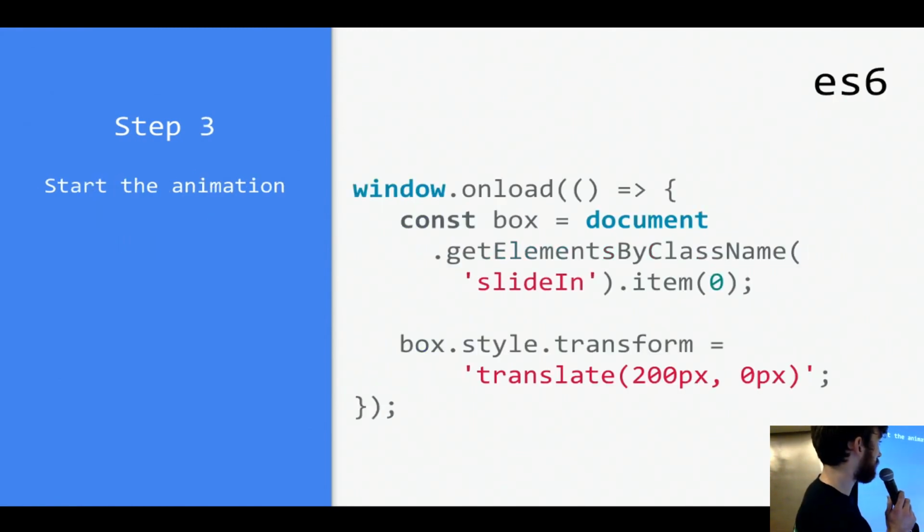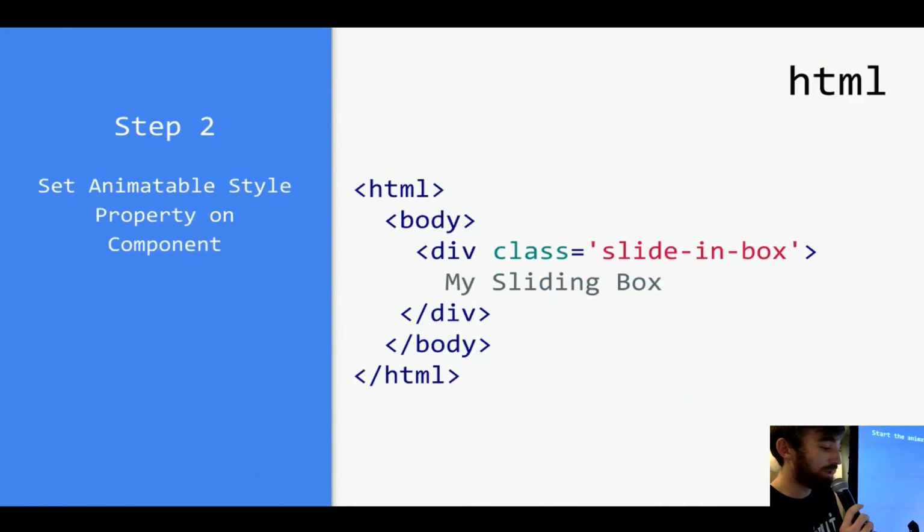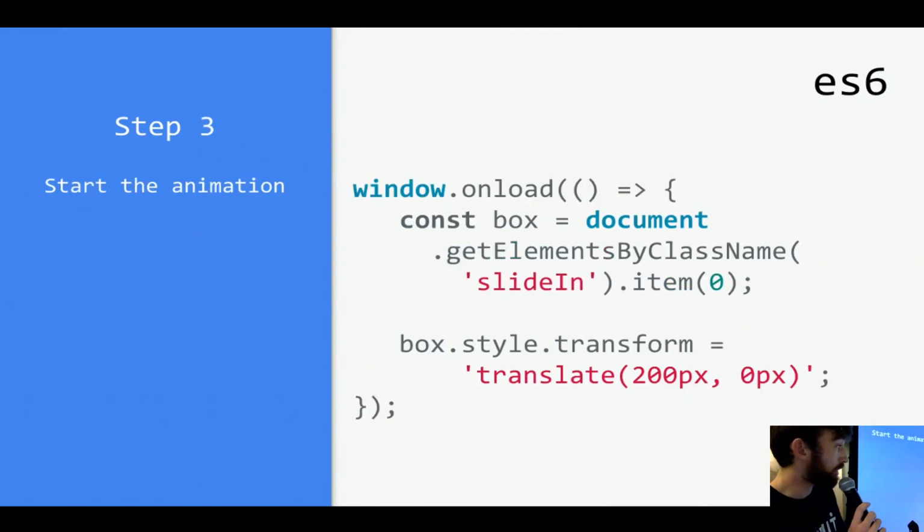So get the class name and then move its transform property to 200 in the X direction. It's going to move it 200 pixels that way, and it's going to do it over 2 seconds. It's going to wait a second, and it's going to do it with a timing function of ease in. So that's a basic CSS animation. You can do most of this actually just in CSS, but to each their own.